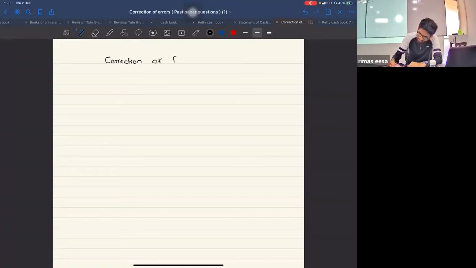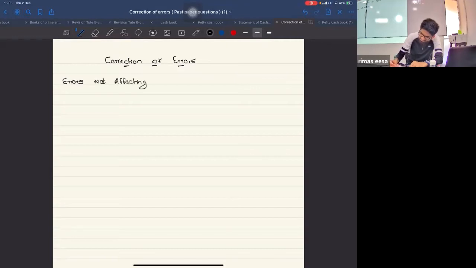Let's see what the errors are and how to do the correction. So we will be doing all the past papers, but before doing the past papers, I have to give you a summary. New topic, correction of errors. Right, correction of errors. Only a summary. I'm not going to give you detailed notes because in the past I have given you the notes.